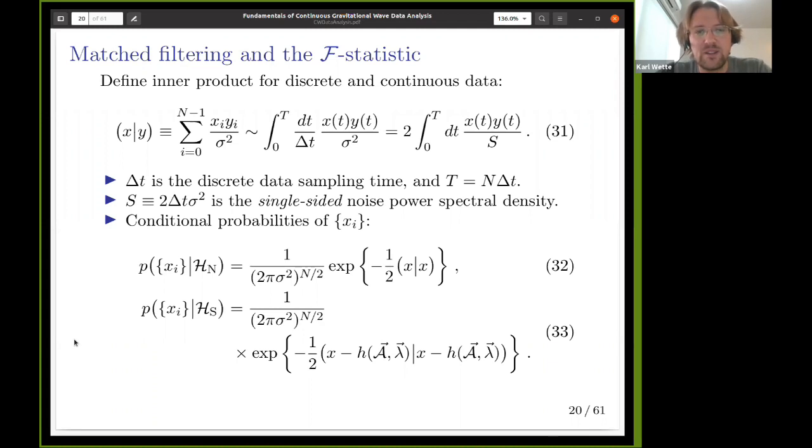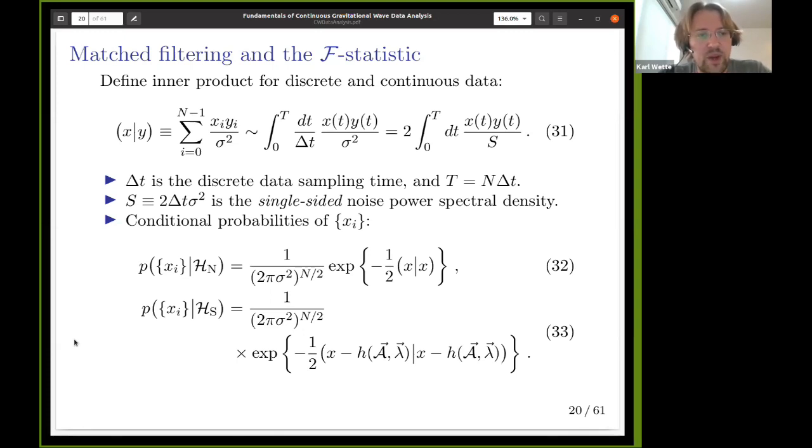And you can also write it in terms of a continuous analog given by the remaining equations, equation 31. So you can write it in both a discrete way and a continuous way, which we'll use at various points. Just to clarify notation here, delta t is the sampling time of the discrete data interval. We have some overall observation time T, which is n times those samples.